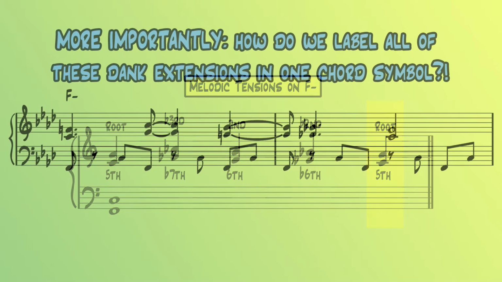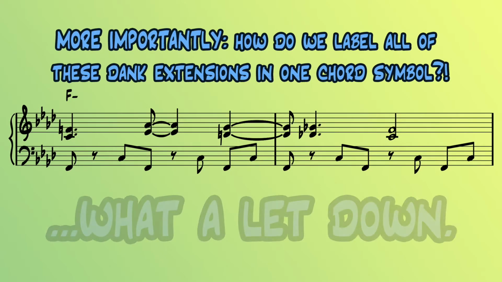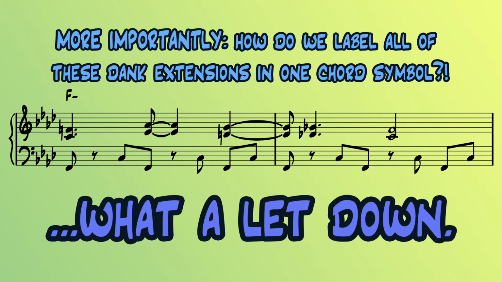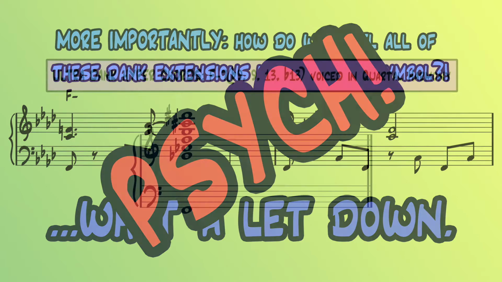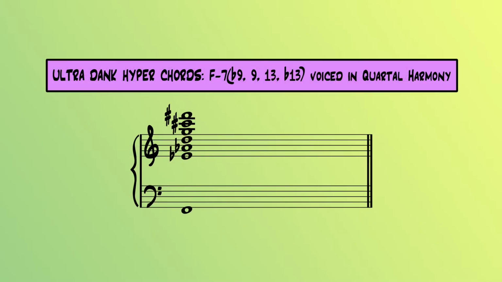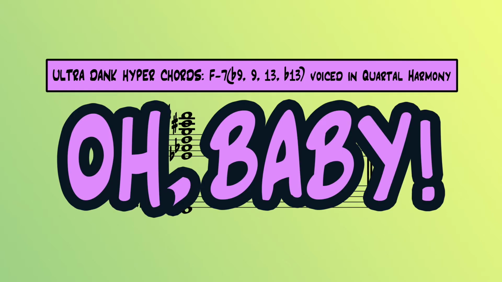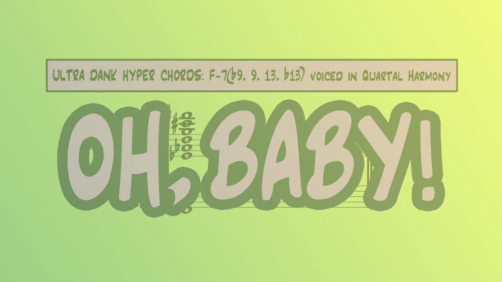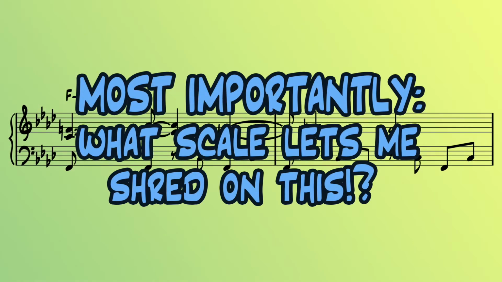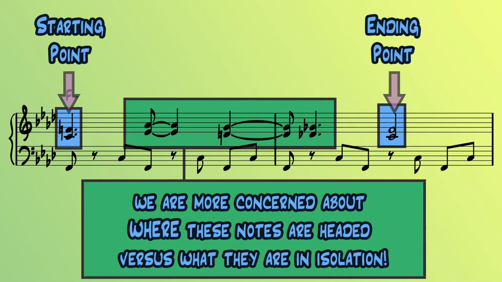If you're trying to figure out what chord this makes, then you should probably go ahead and stop, because it's definitely not an F minor 7, 9, flat 9, 13, flat 13, because that's ridiculous. There also isn't some deep revelation to be had regarding what scale this is coming from, because it's just chromaticism. We're not concerned about these notes individually because as a whole they provide a logical statement.